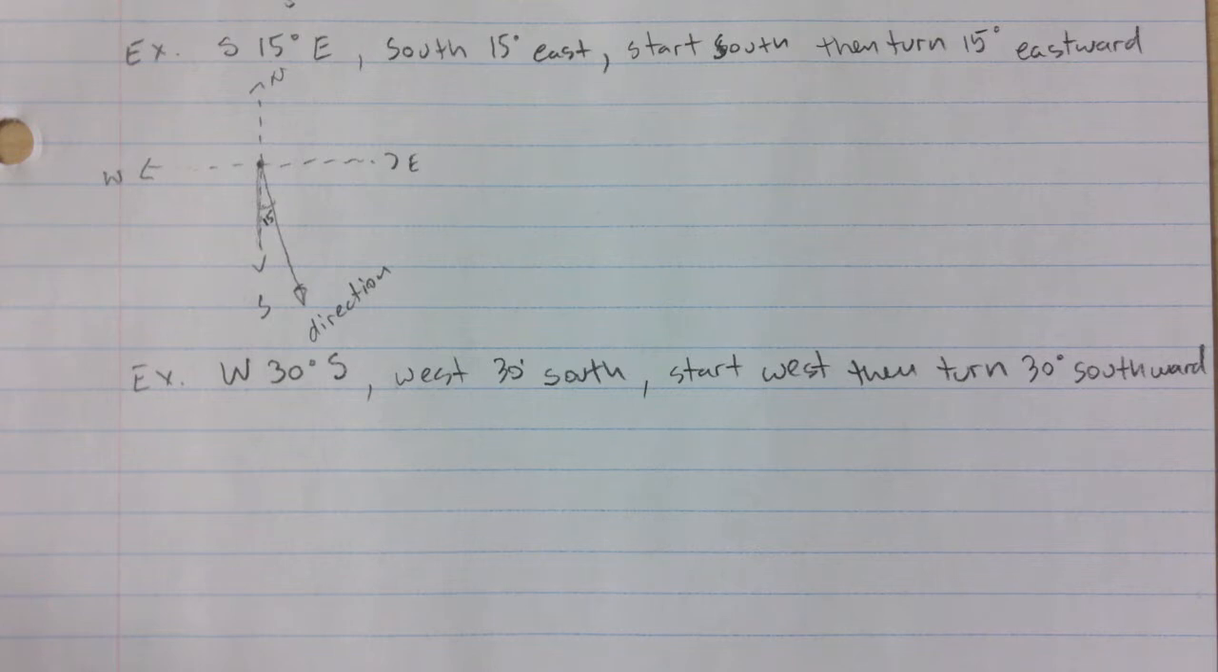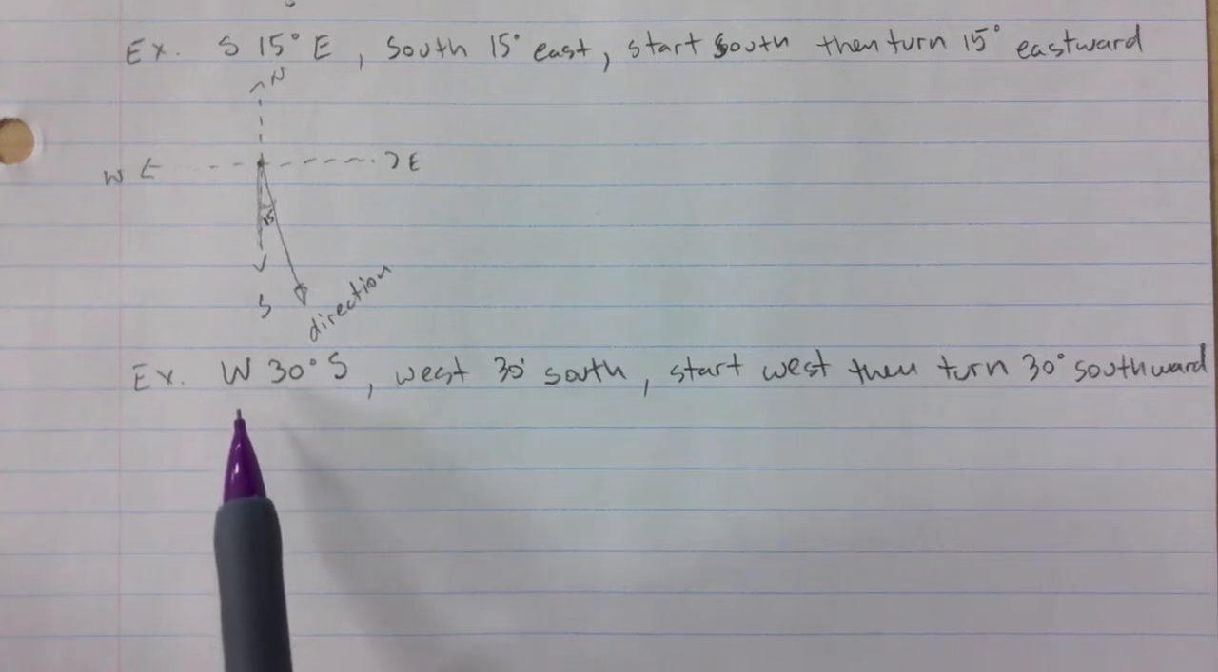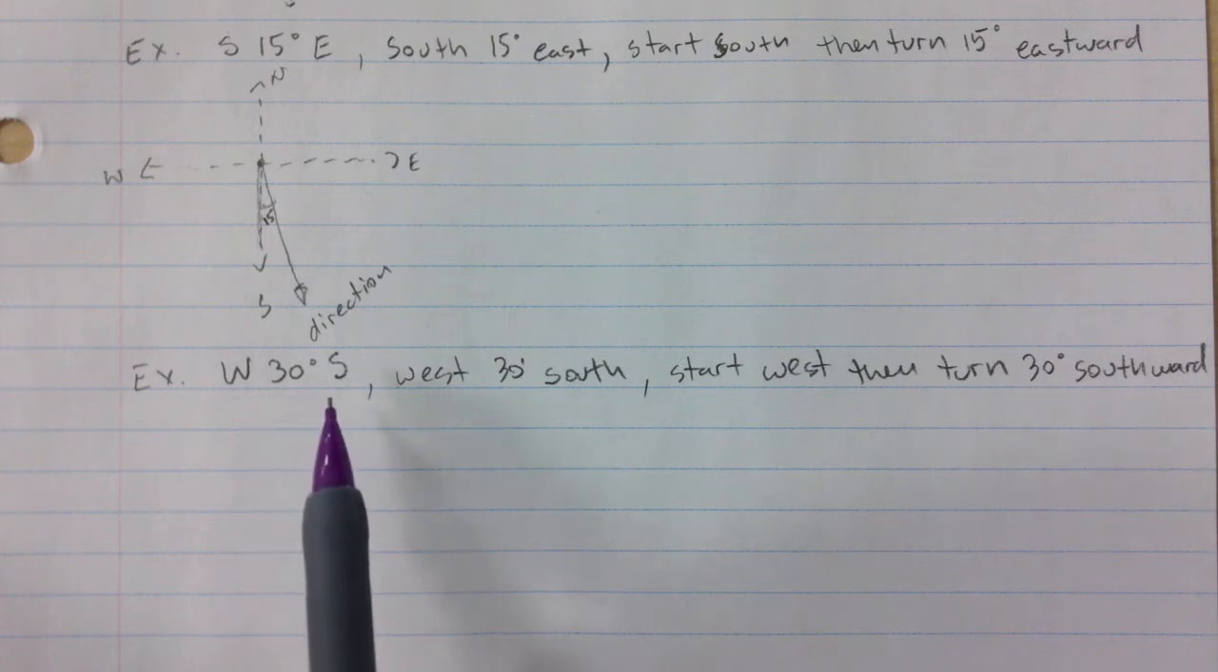So this is different, right? So far it was only north-south at the start. It doesn't matter. In this case, you're starting with the west. You're starting westward, and then you're going to turn 30 degrees towards the other, right?